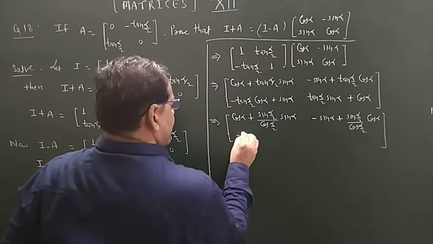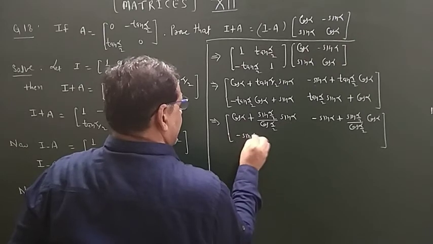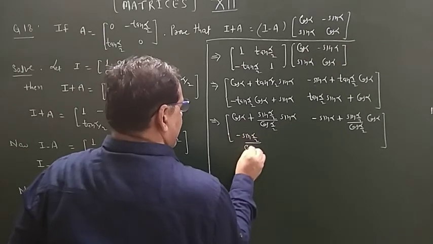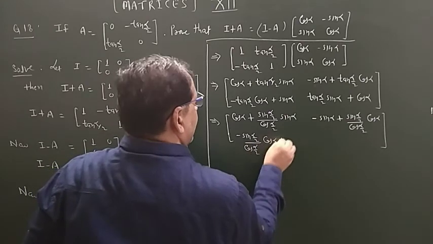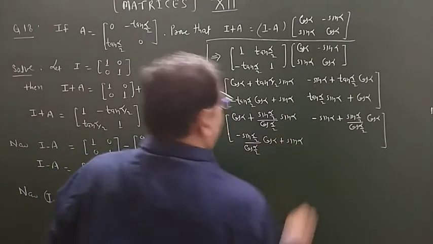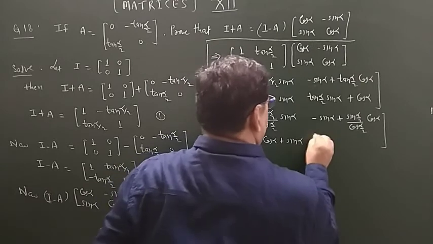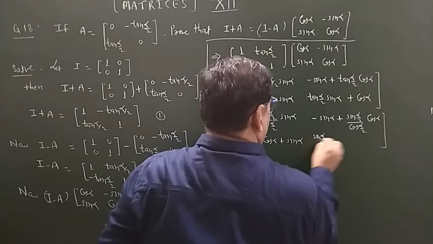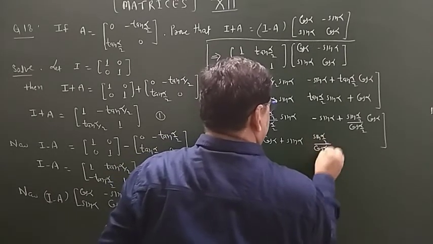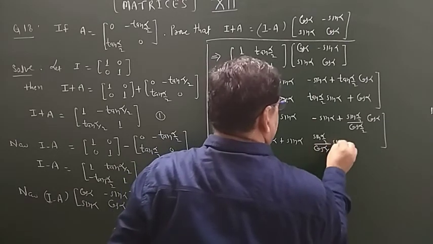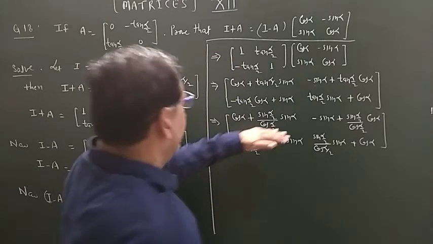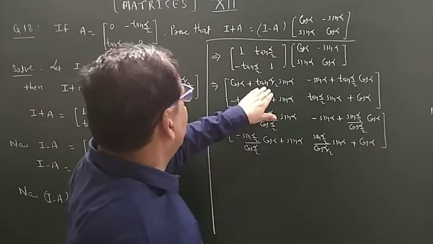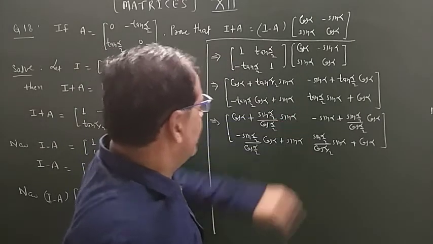Here minus sin alpha by 2 upon cos alpha by 2, cos alpha plus sin alpha, and here sin alpha by 2 upon cos alpha by 2, sin alpha plus cos alpha. So in this step only, tan alpha by 2 is reduced from sin upon cos.